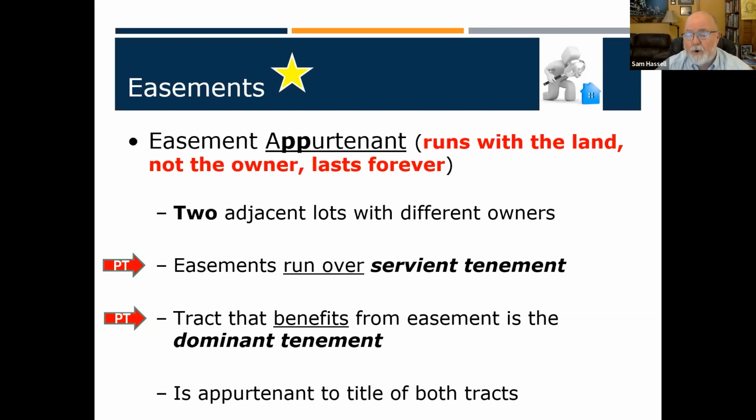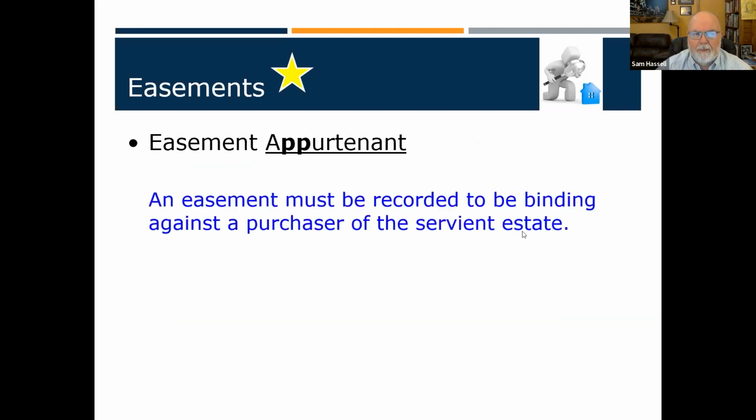It has to be recorded for it to be appurtenant. Right, has to be recorded. A recorded easement. There it is. An easement must be recorded to be binding against the purchaser of the servient estate. If I don't say anything, and we're just doing it as a handshake agreement, if I sell it, no good. It could go away. Then you start all over again with whatever headaches and heartaches that you had. Easement appurtenant.